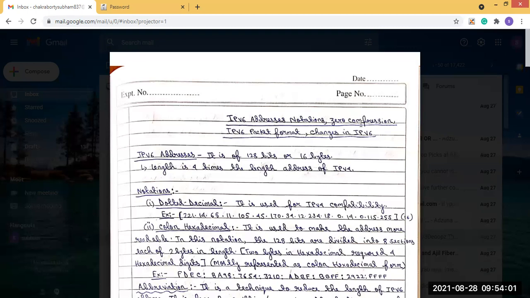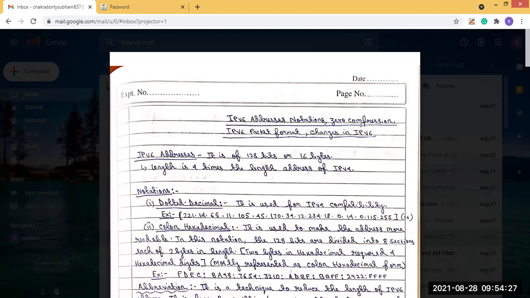And there is a technique used in IPv6, that is the zero compression technique. And IPv6 also has a packet format. We will see that. And what are the changes that are made in IPv6 that are not present in IPv4? We will see that. So before starting that, we will look at the IPv6 address.